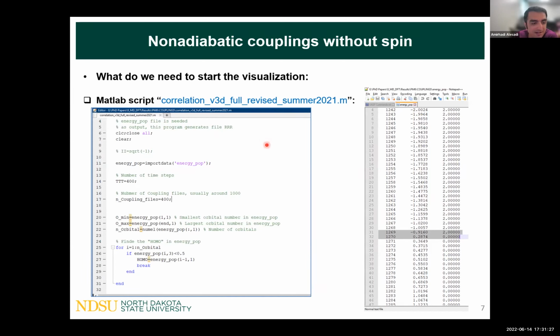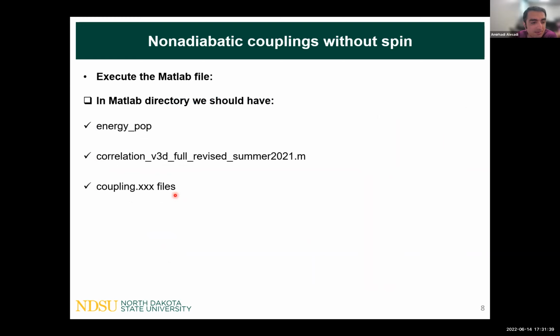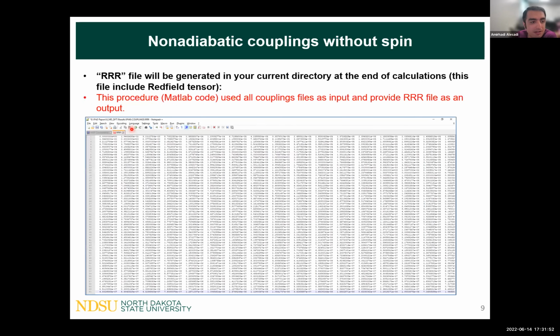Those manual changes are automated. You just need to specify the number of coupling files and also the number of time steps that you are going to use in your calculations. So again, before running the code, you need to make sure that in the same directory you have the coupling files next to the MATLAB file and also the energy pop file.